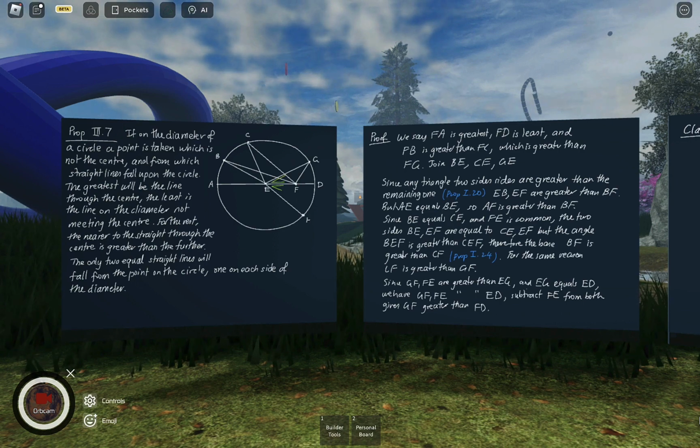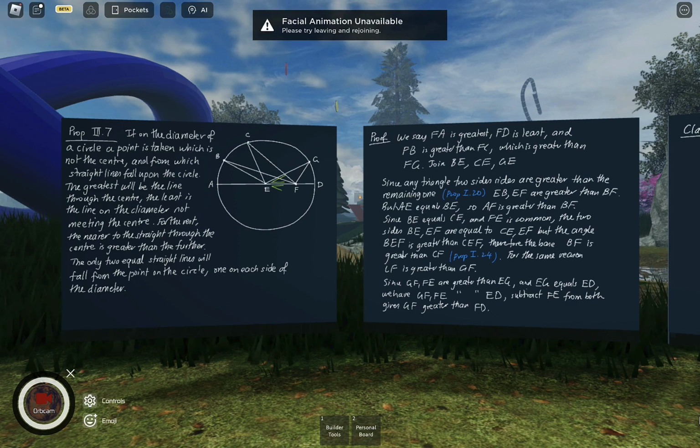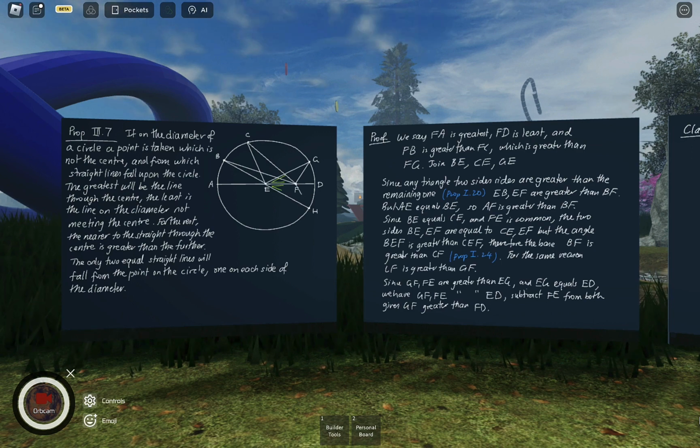That's really a bad job. Okay, let me try again. Those do not look equal in length at all. That looks somewhat better. Okay. So we join FH and we claim that FH is equal to FG and that that's the only such line that can be drawn.